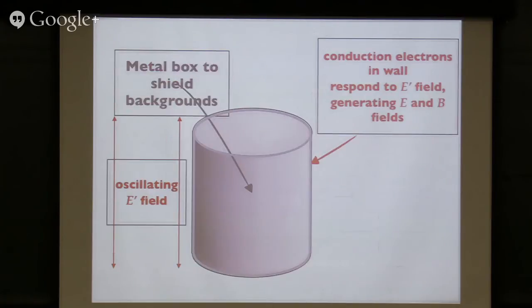So what does the signal look like? Again, there's a metallic box, and there's an oscillating E prime field going in there. As it gets inside, what you'll notice is that the conduction electrons in the wall, the dark E prime field goes in, is going to move charged particles around. And that will basically generate screening electric fields inside. So you can calculate that.